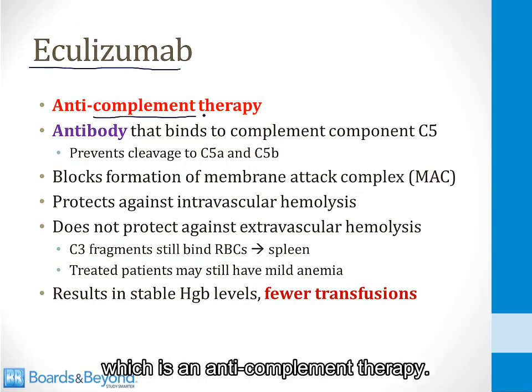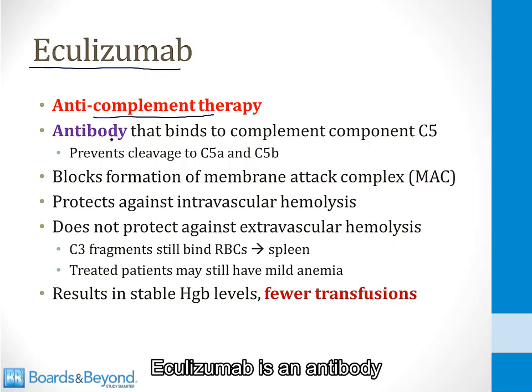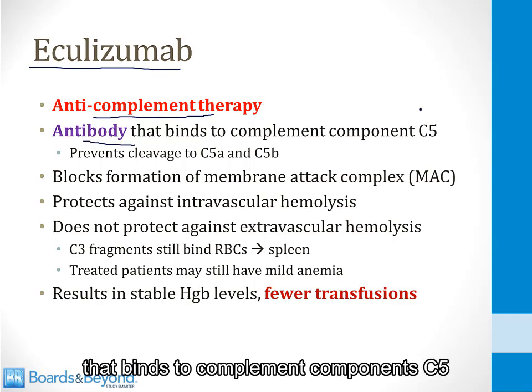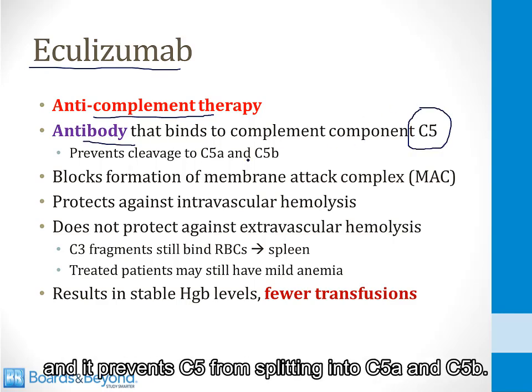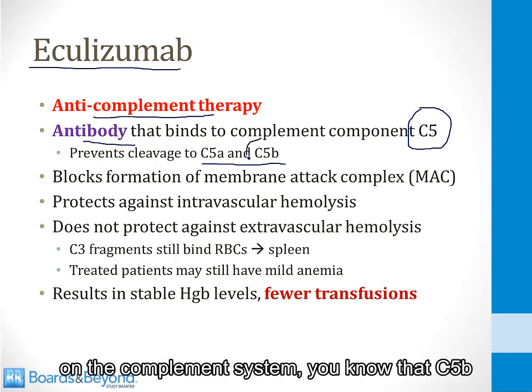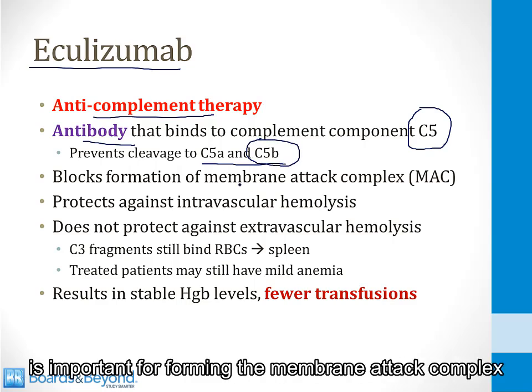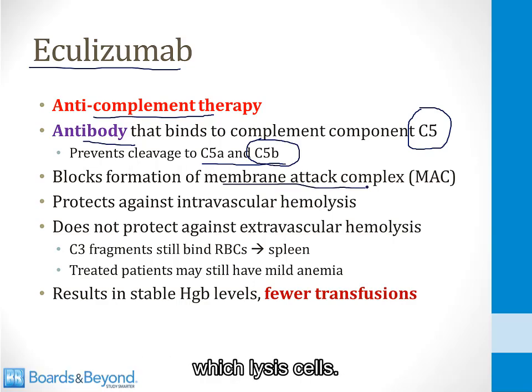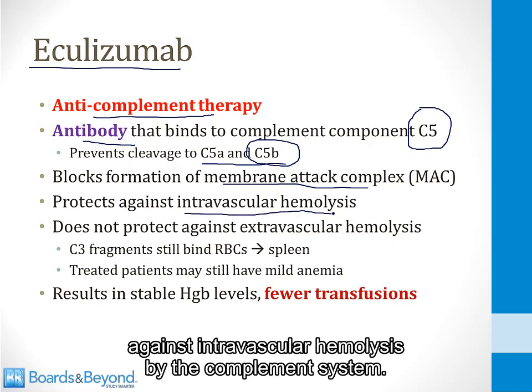Treatment of PNH is complex, but you should be aware that there is one therapy called eculizumab, which is an anti-complement therapy. Eculizumab is an antibody that binds to complement component C5, and it prevents C5 from splitting into C5a and C5b. And if you've watched the module in the immunology section on the complement system, you know that C5b is important for forming the membrane attack complex which lyses cells.